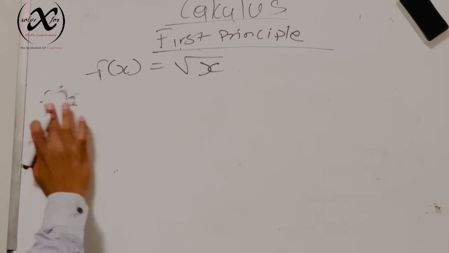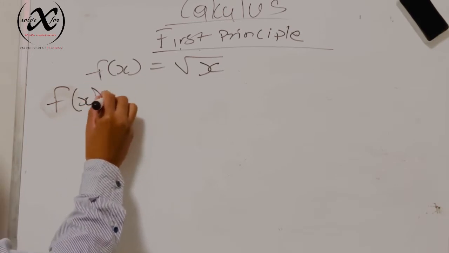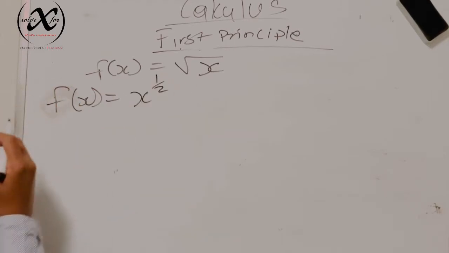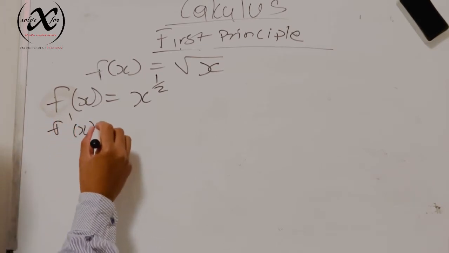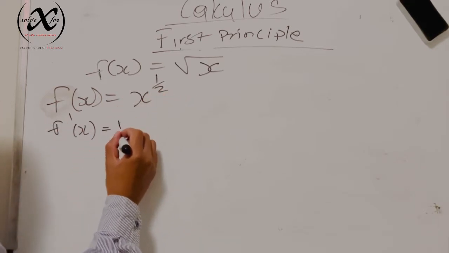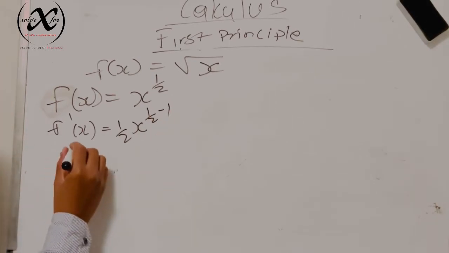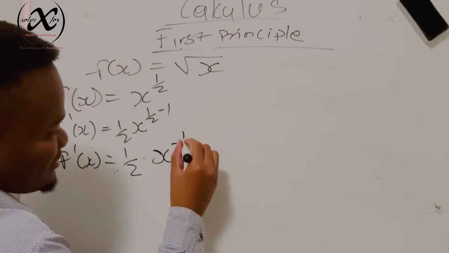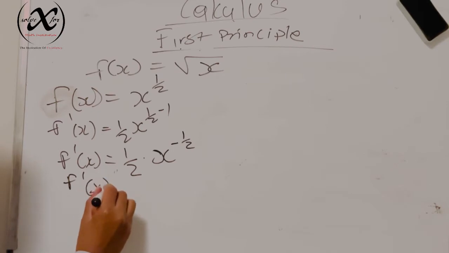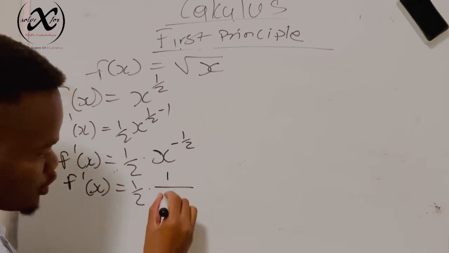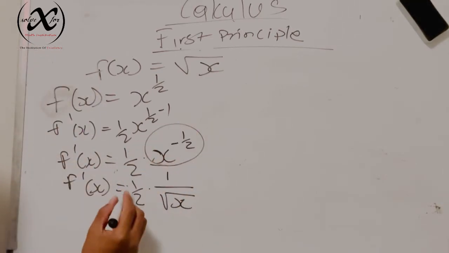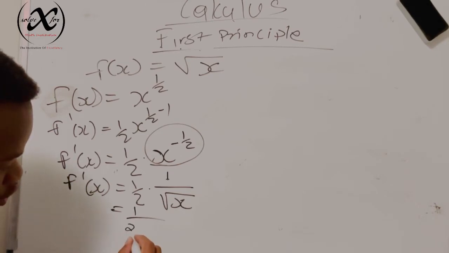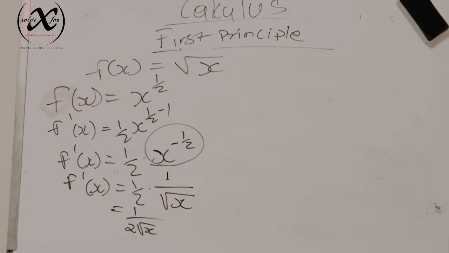F of x equals, according to the laws of exponents, this can be written as x to exponent 1 over 2. So f derivative of x would then be 1 over 2 times x to the 1 over 2 minus 1. Therefore, f derivative of x will be equal to 1 over 2 times x to exponent negative half. Then this can be written as 1 over 2 times 1 over square root of x. So 1 times 1 will be 1, 2 times root x will be 2 root x. So that's what we are going to have.